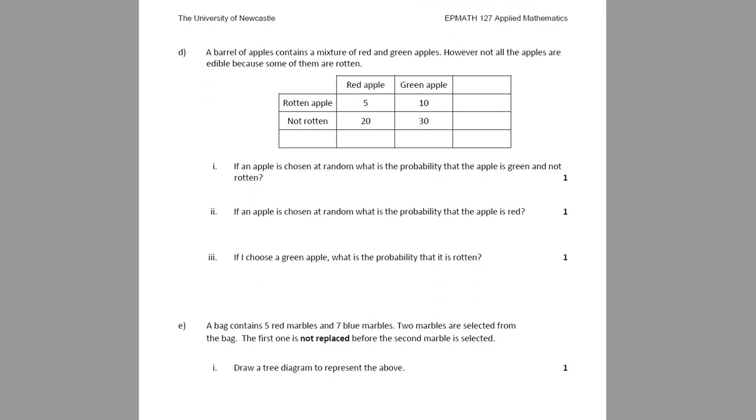Done. All right, apples. We've got some red, green, rotten apple, not rotten. Why did I write apple? Why did I just write rotten and not rotten? I didn't have to write apple again.